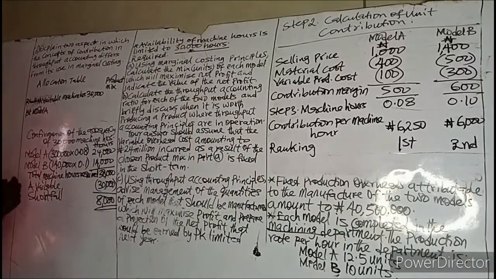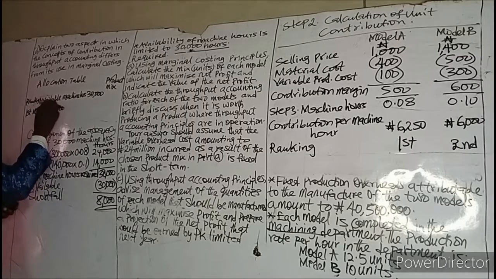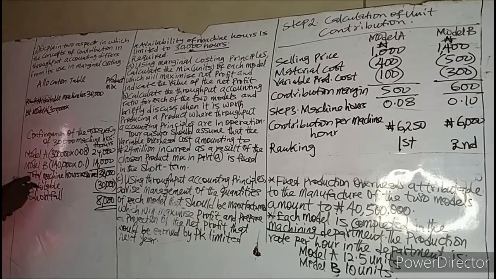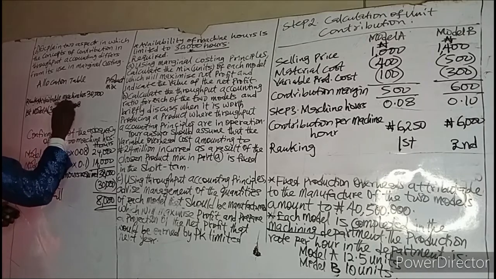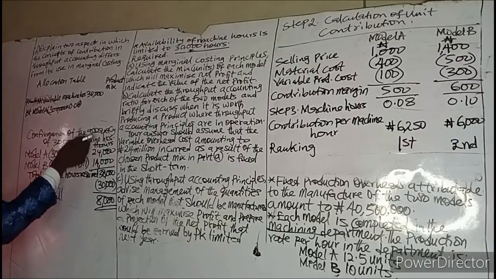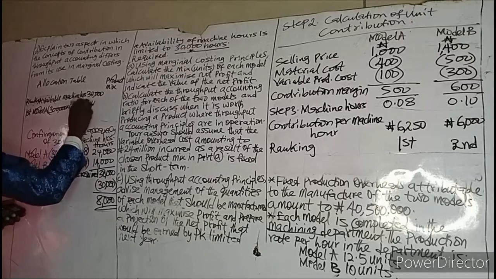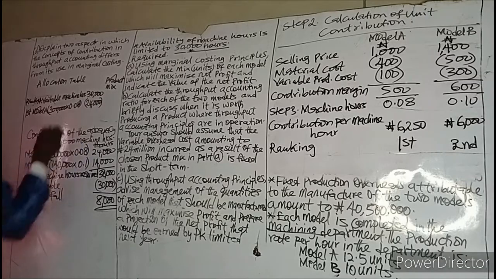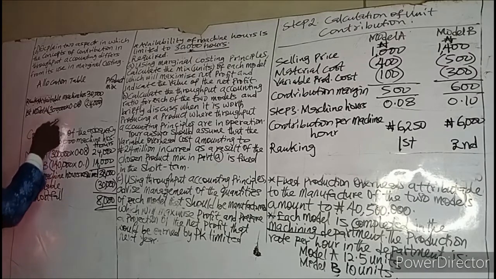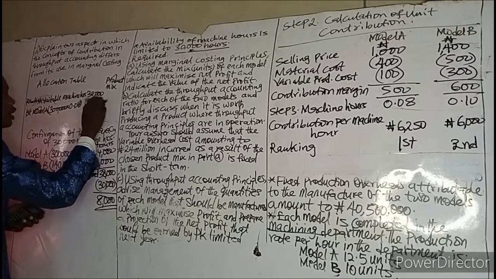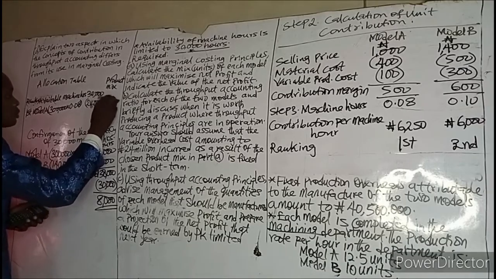Now, the demand for model A is 300,000. And machine hours required per unit of model A is 0.08. So that gives us 24,000. 24,000 hours will be allocated to model A. That means we still have sufficient hours to produce the whole 300,000 units of model A. So you can produce 300,000.